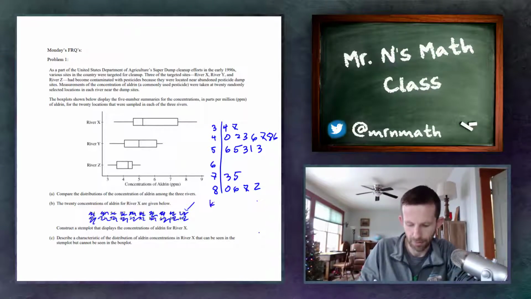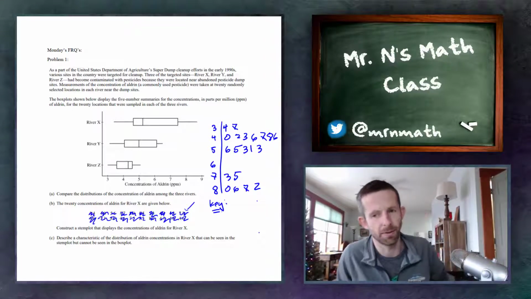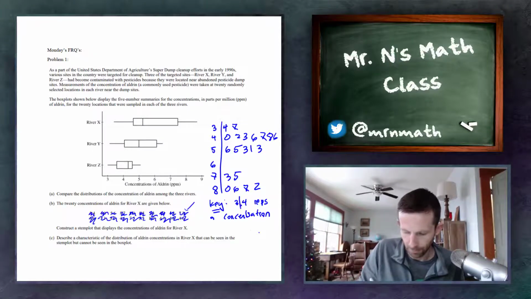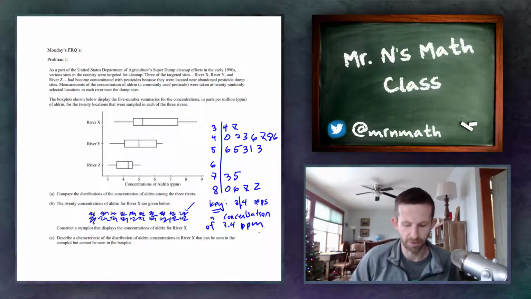Oh, key. That's the other thing. Whenever you're making a stem plot, you want to make sure that you include a key. So we'll say 3.4 represents a concentration of 3.4 parts per million. Describe a characteristic of the distribution of aldrin concentration in river X that can be seen in the stem plot but cannot be seen in the box plot.